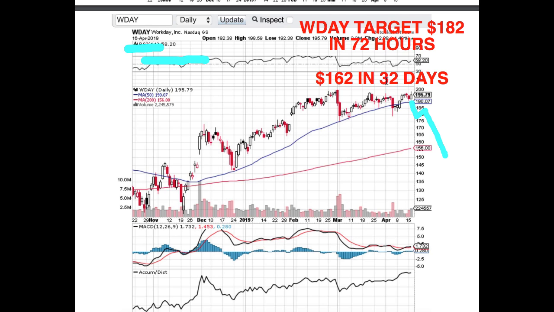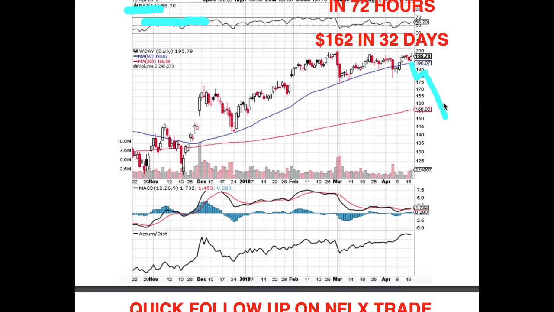$162 in the next 32 days. Guys, this chart is going to look like this. It's going to drop initially, pop a little bit higher, and then drop for good. Okay, so we're targeting these levels easily, about $162 in the next 32 days. So the bigger drop is in the cards here.